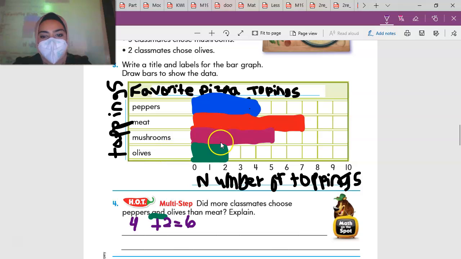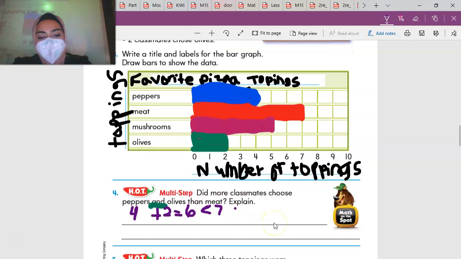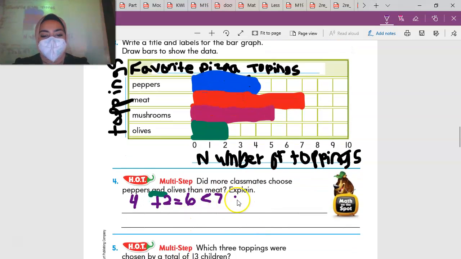How many people chose meat? 7. So meat is 7. So which one is a bit greater, 6 or 7? 7. So more people chose meat. So you're going to write more people chose meat.